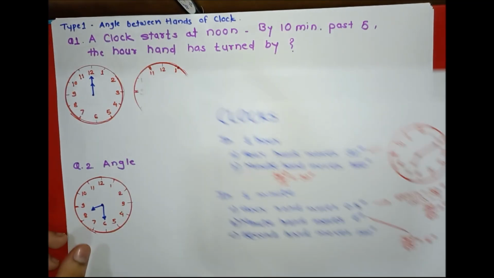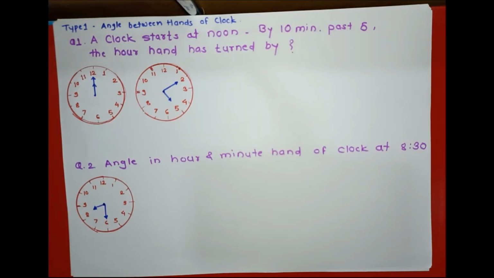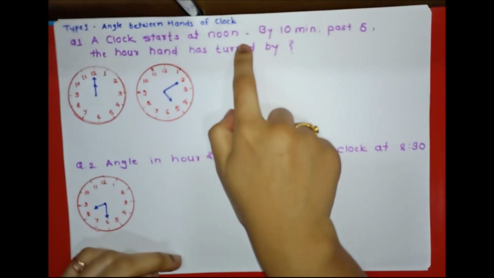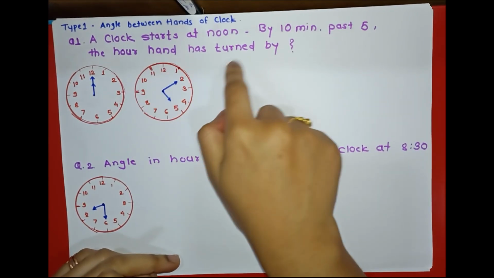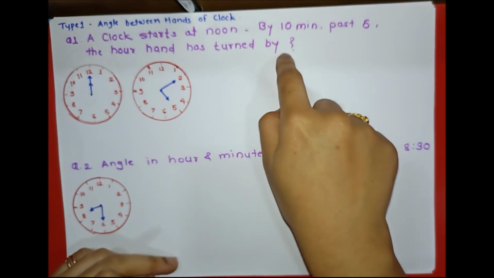Let's start with our first concept. Type 1: angle between hands of the clock. The question states that a clock starts at noon. By 10 minutes past 5, the hour hand has turned by.